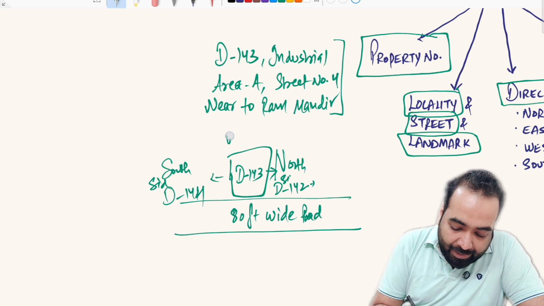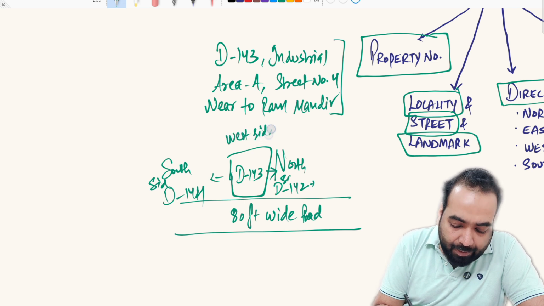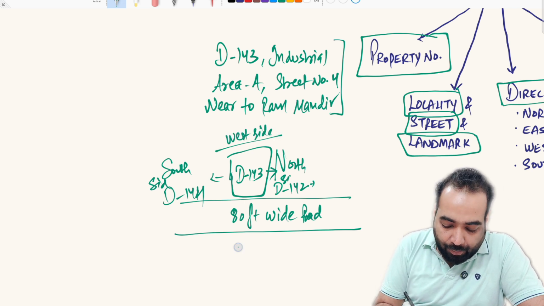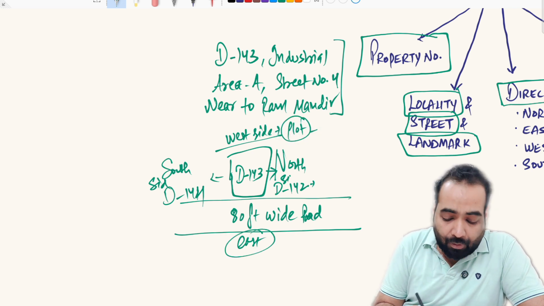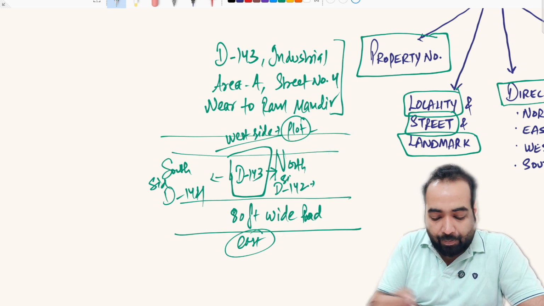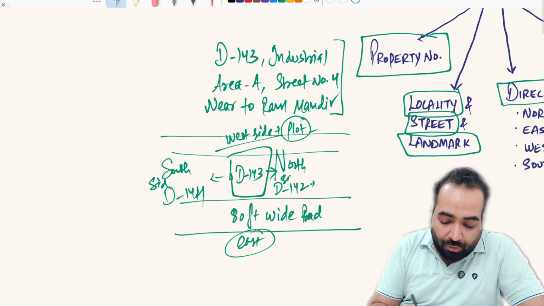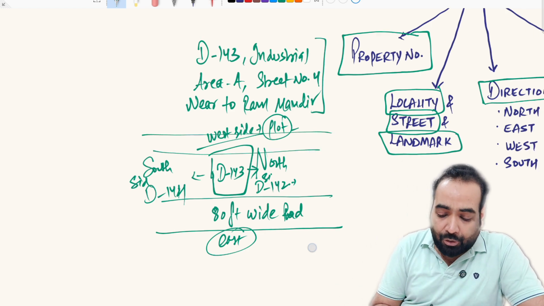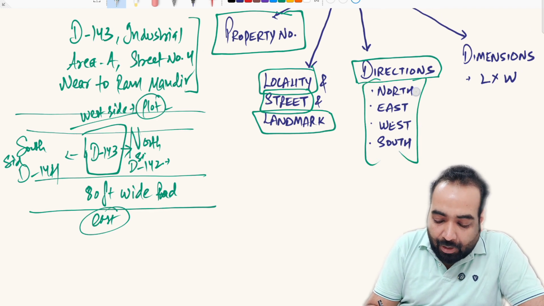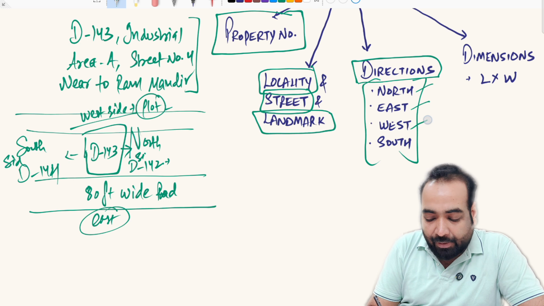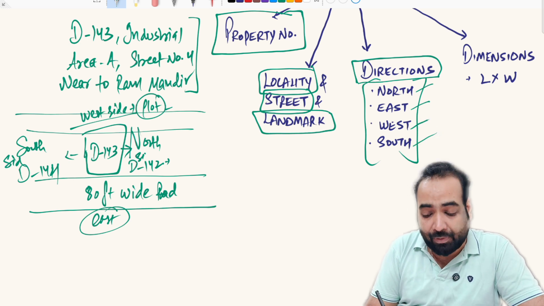On the west side, suppose the road is on the east side. On the west side, there is a vacant plot, right? Or there can be a street on the west side also. So all these directions are mentioned in a very well prepared title deed: what is on the north side, what is on the east side, what is on the west side, and what is on the south side.